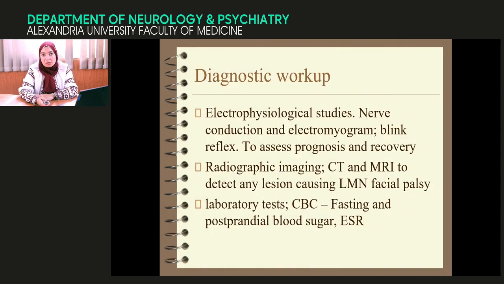How to diagnose? Diagnostic workup. Electrophysiological study. We do nerve conduction and the EMG, electromyogram, to the facial muscles. This is diagnostic and prognostic, because there are two types of nerve affection. Maybe axonal, to the axon of the nerve, or maybe demyelinating, or the myelin of the nerve. If it is demyelinating, it is for better prognosis. If it is axonal, it is mostly worse, and takes more time in prognosis and recovery.